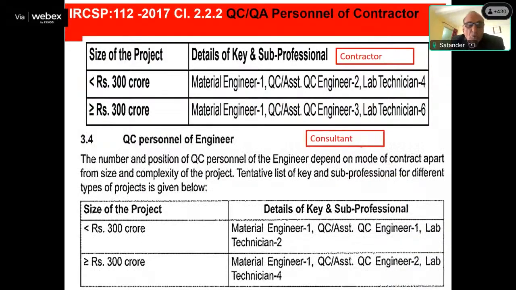Now, in this code, duties of each and every person are given. Qualification of each and every person is given.